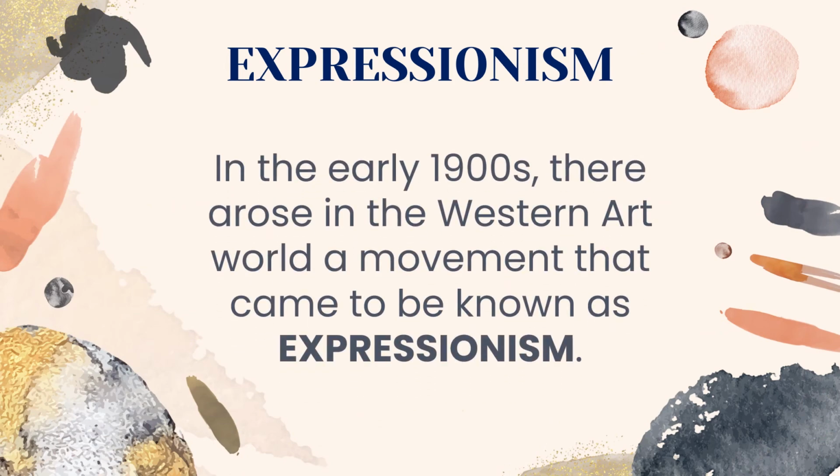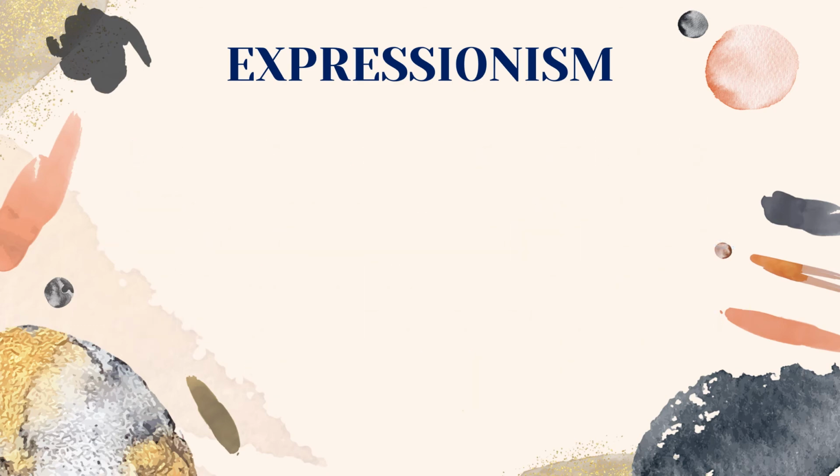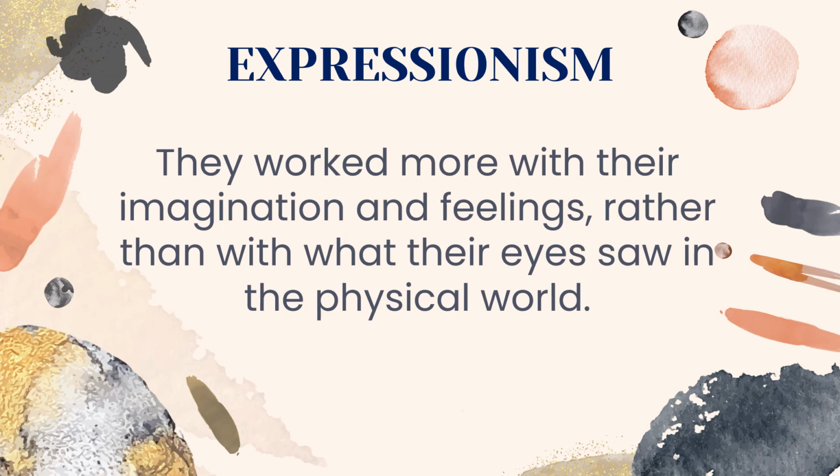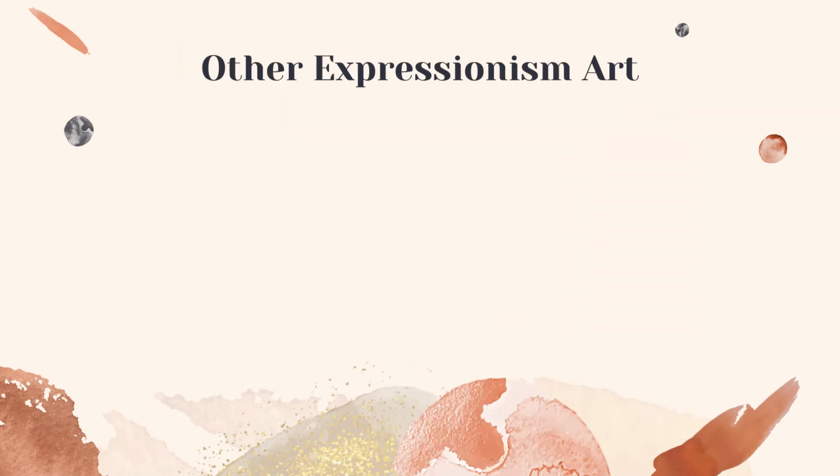In the early 1900s, there arose in the Western art world a movement that came to be known as Expressionism. Expressionist artists created works with more emotional force rather than with realistic or natural images. To achieve this, they distorted outlines, applied strong colors, and exaggerated forms. They worked more with their imagination and feelings rather than with what their eyes saw in the physical world. The most popular and significant painting in Expressionism was The Scream by Edvard Munch. And the other Expressionism art are the following.